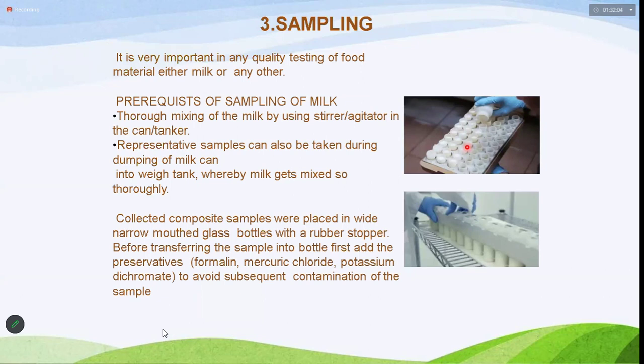So for that, sampling will be taken. The sample we take varies according to the bulk that has arrived. A company has a sampling plan for that.